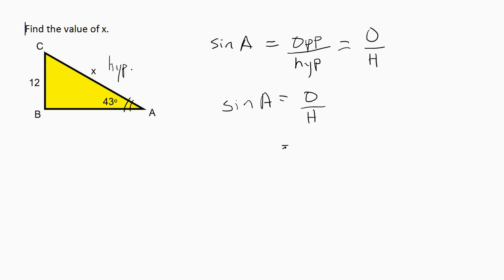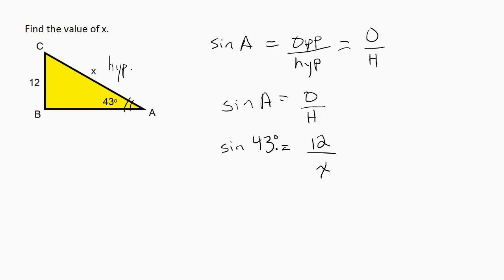Now let's plug in the things that we know. We know that angle A is 43 degrees. So sine of 43 degrees is equal to opposite. What's the opposite of the 43 degree angle? This 12 is. So it is equal to opposite over hypotenuse. We don't know what the hypotenuse is. In this case, it's x. It's what we're trying to find. So we can write x.